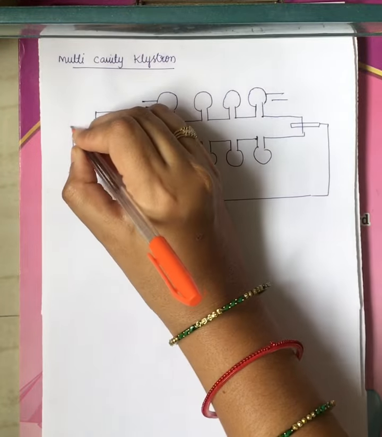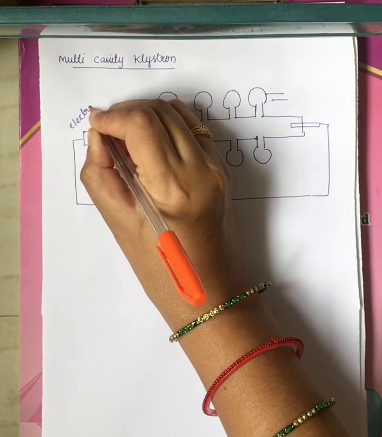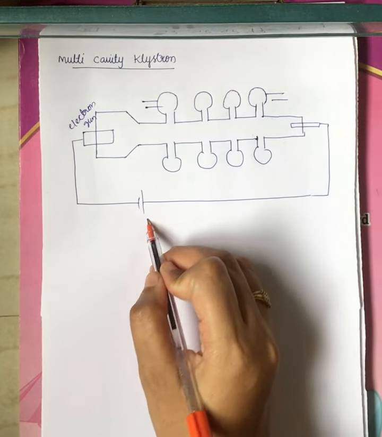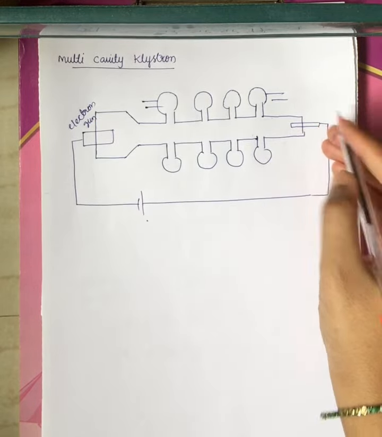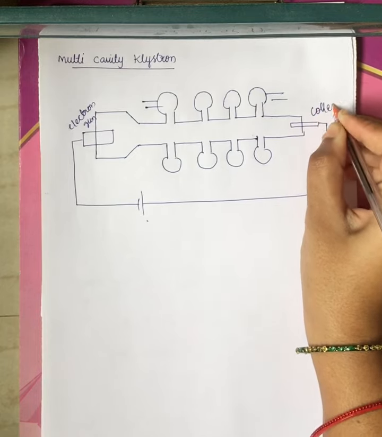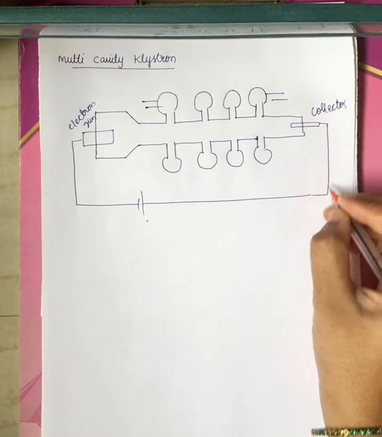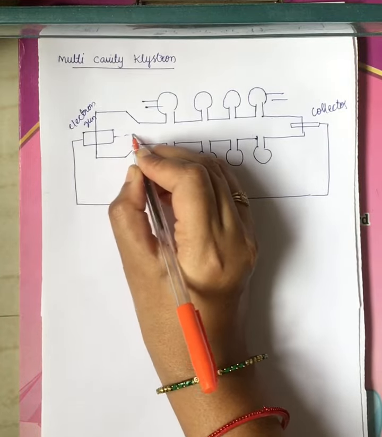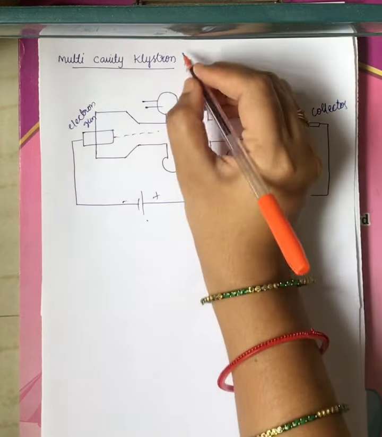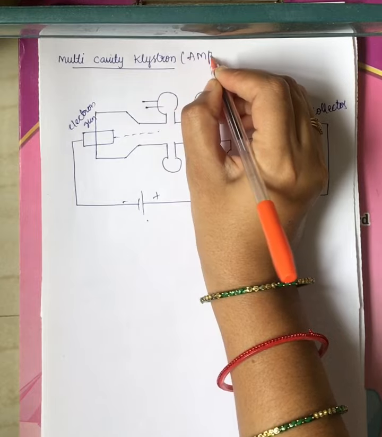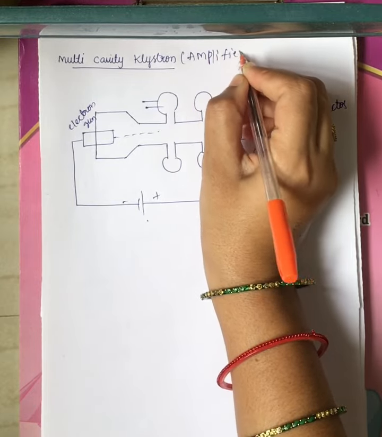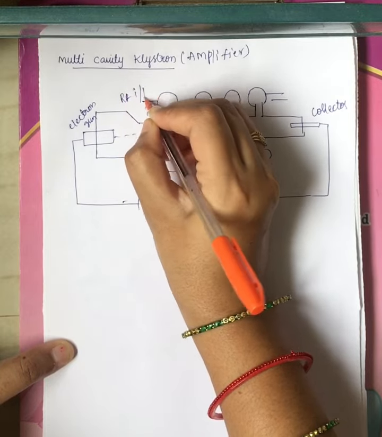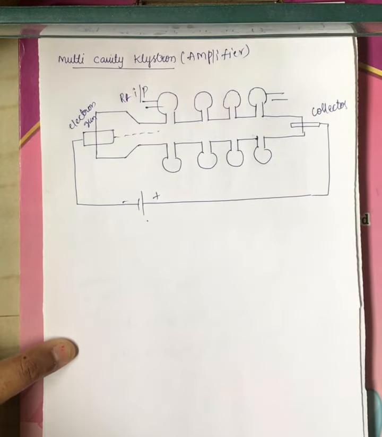Now here it is the electron gun, the same thing. The electron gun is connected to the negative terminal of the battery, and this is your collector or anode. The collector is connected to the positive terminal of the battery. Now this electron gun will generate a beam of electrons. This is also for amplification of a signal. It acts as an amplifier, right? Whatever signal we want to amplify is given through the RF input.